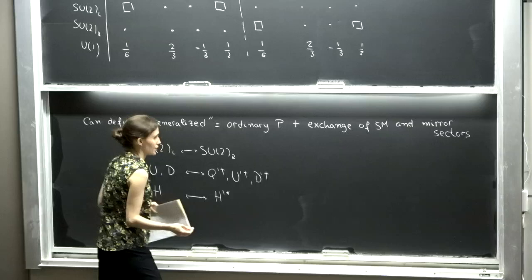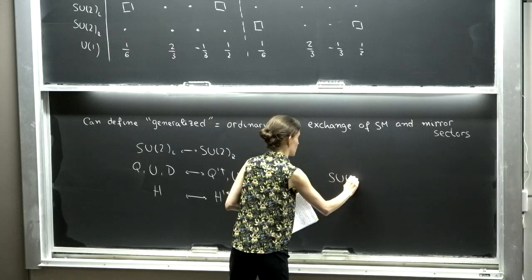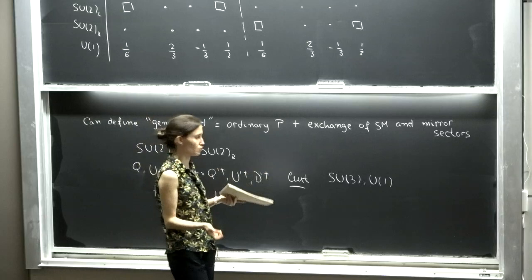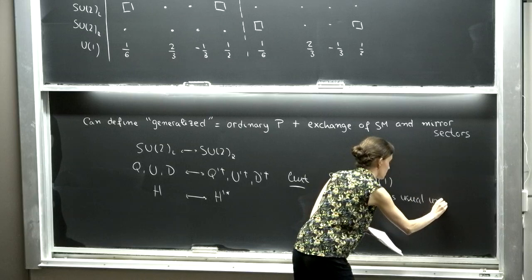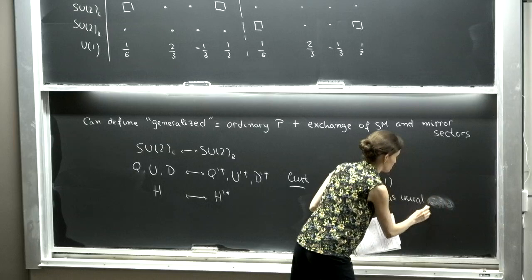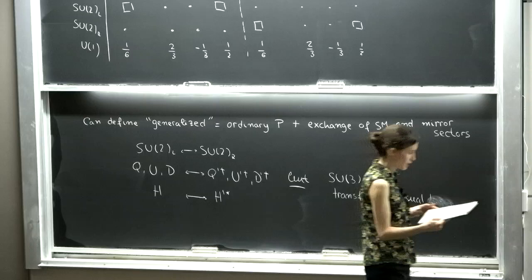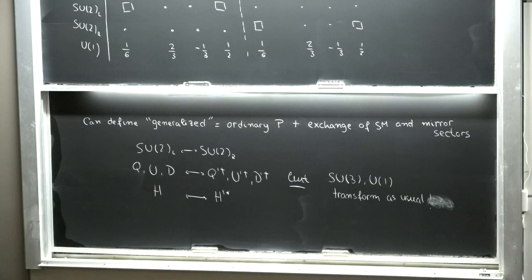And then crucially, I think this is where we ended yesterday, since SU(3) and the U(1) factors are not duplicated in this construction, they don't need to be. These just transform as usual under parity, under this generalized version of parity. Okay, so at tree level, this allows us to set the value of theta bar to 0. And let me explain why.